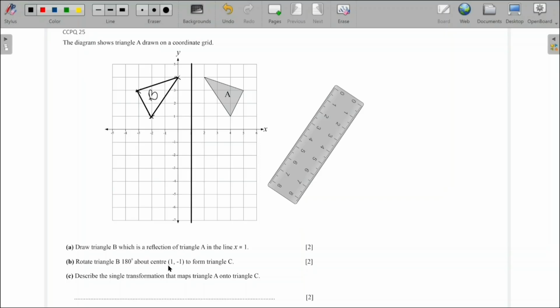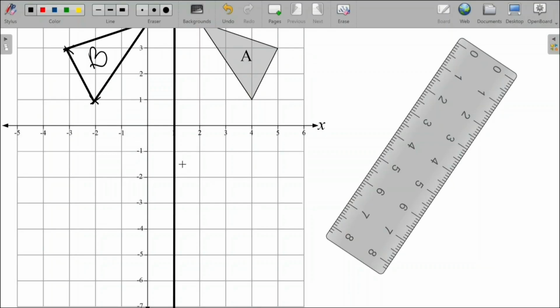First, let's mark the center of rotation, which is X is 1, y is -1. So we'll come here, we have X is 1 here, and down the y-axis, because y is negative, we have it here where y is -1. So this is the point. And at this point, we rotate triangle B 180 degrees.